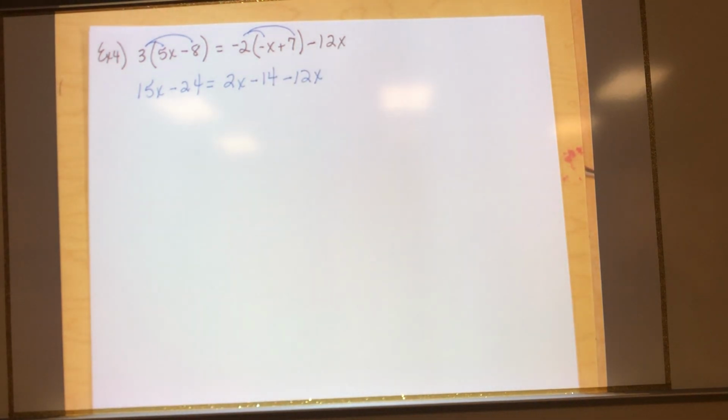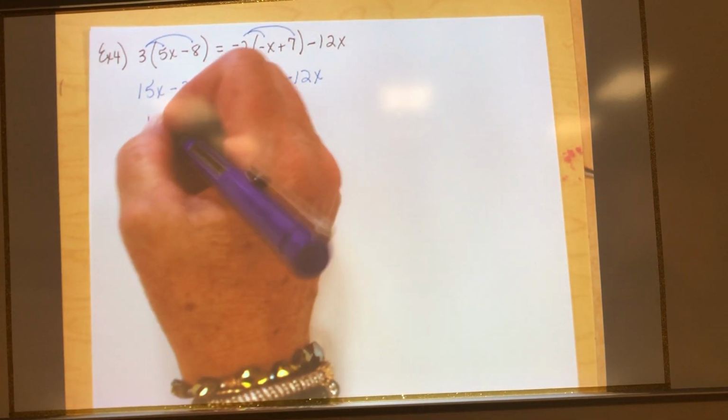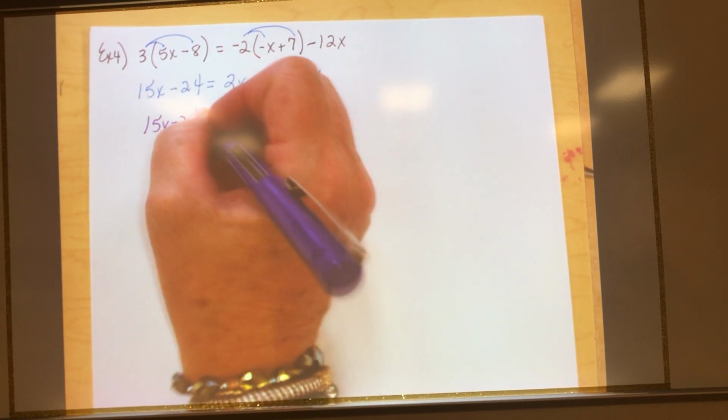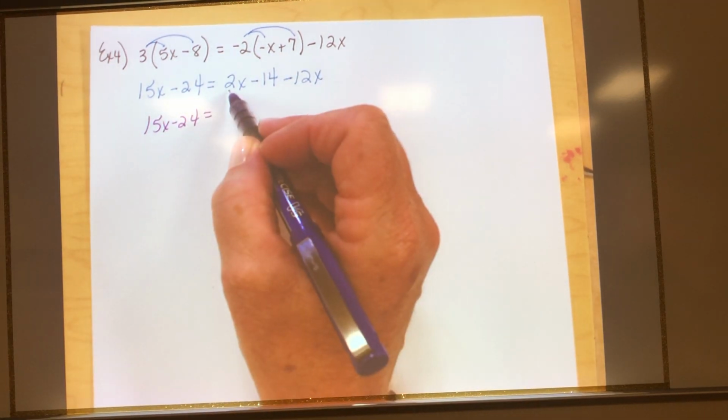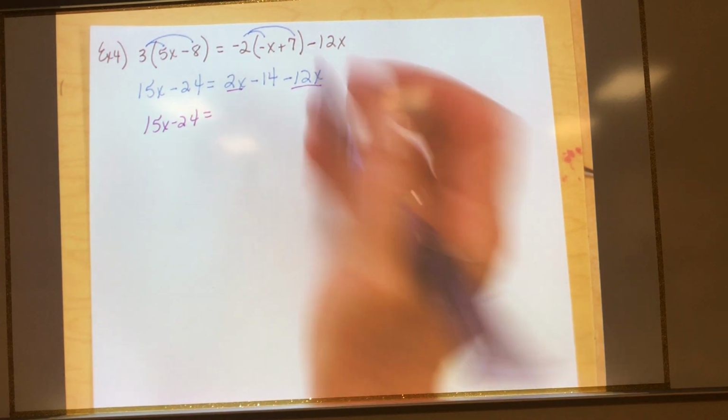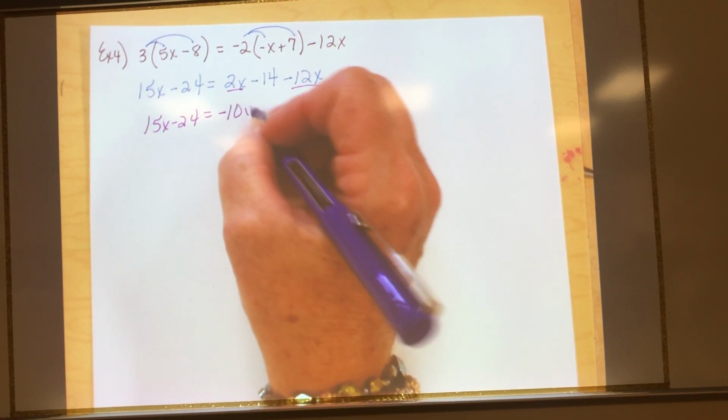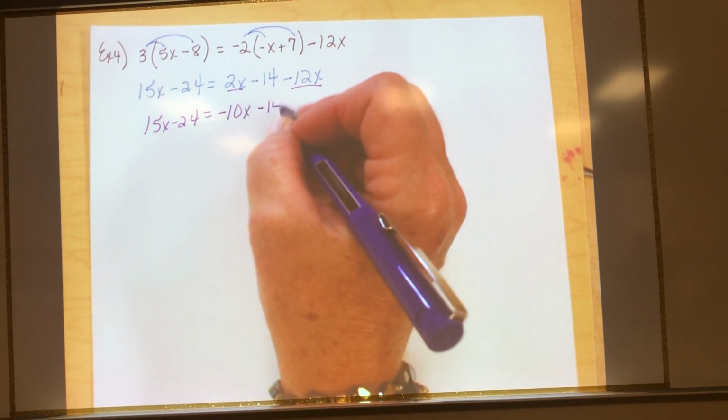Before you start deciding what side to put things on, you need to collect all your like terms. On the left, I'm good to go. You should be working ahead. On the right, 2x minus 12x, did you get a negative 10x? And then minus 14.